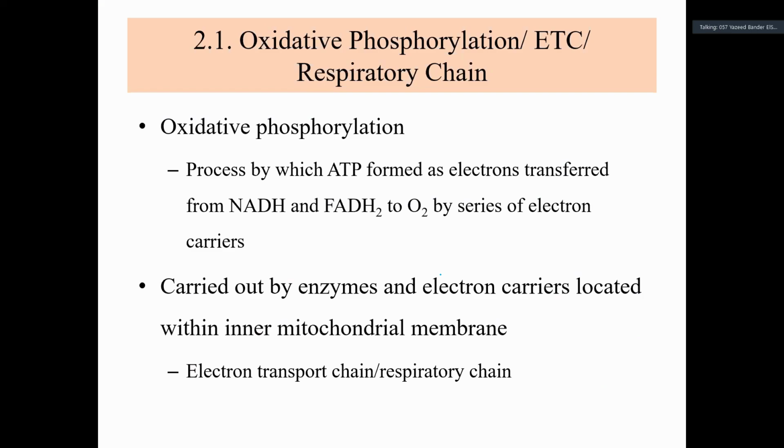Oxidative phosphorylation. Can somebody read this slide? Okay, I'll read. Oxidative phosphorylation is a process by which ATP is formed as electrons are transferred from NADH and FADH2 to O2 by a series of electron carriers, carried out by enzymes and electron carriers located within the inner mitochondrial membrane: the electron transport chain, the respiratory chain. I have a question, Prof. Yes. ETC and RC are the same thing? Yes.